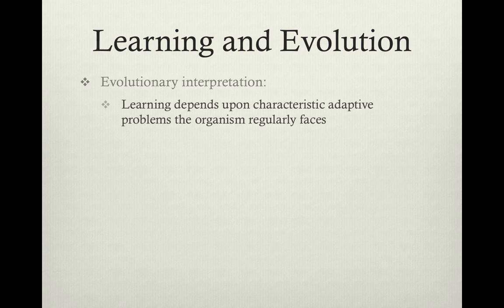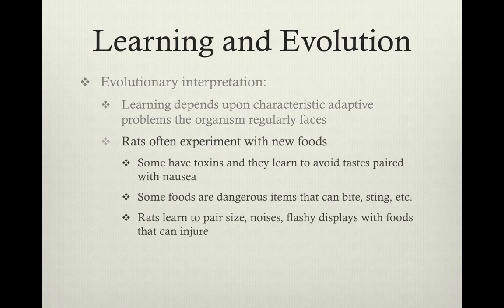The evolutionary interpretation of this is that learning, of course, depends upon the characteristic adaptive problems that the organism has regularly faced. So how do we explain this according to rats' evolutionary history? Well, rats are really everywhere on the globe. Rats are a species that, particularly because of high reproductive output and the fact that they're able to learn, are able to exploit new habitats. And one way they do this is by experimenting with new foods, new resources.